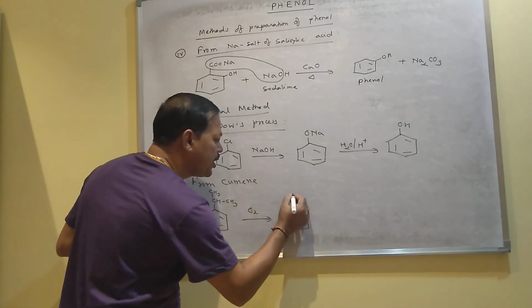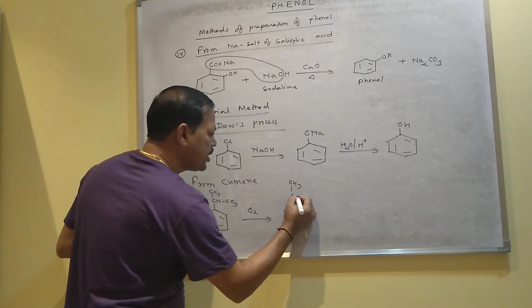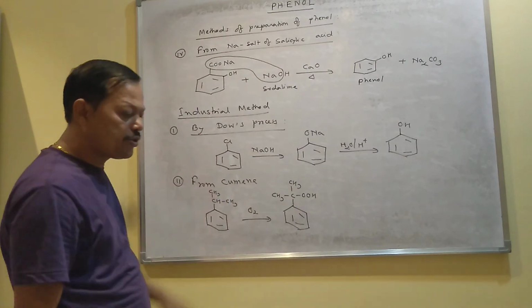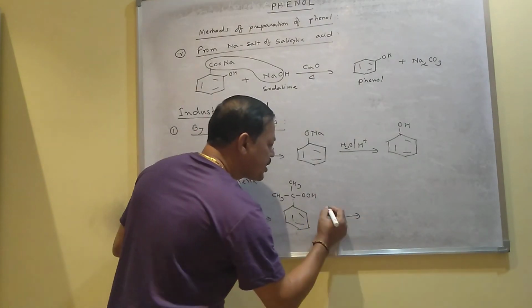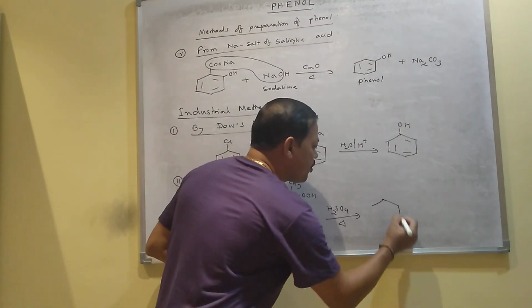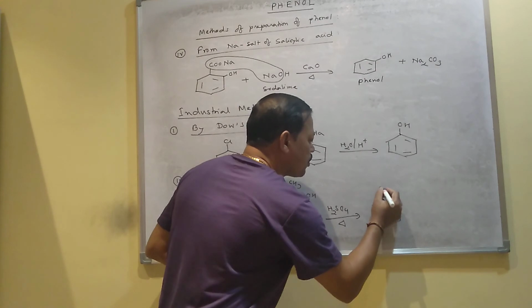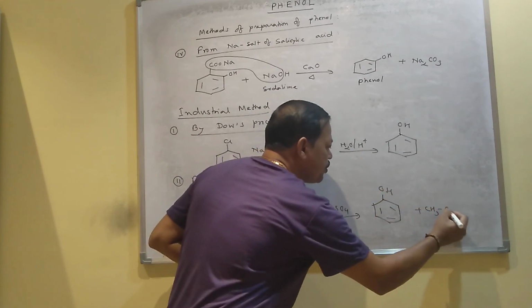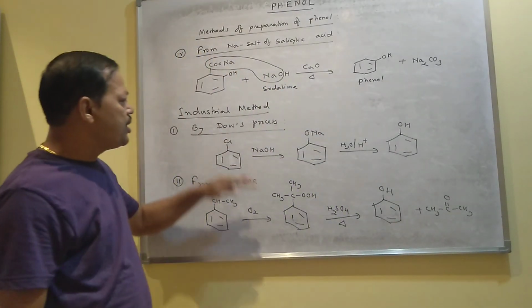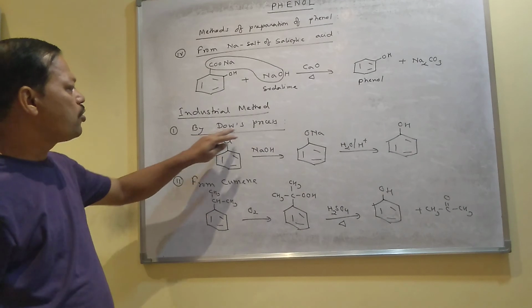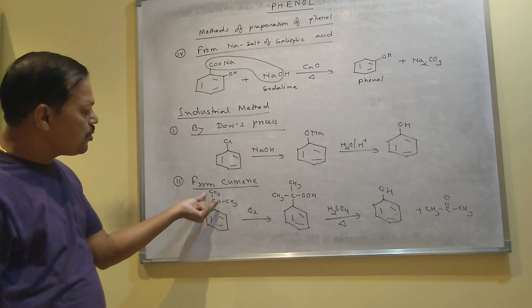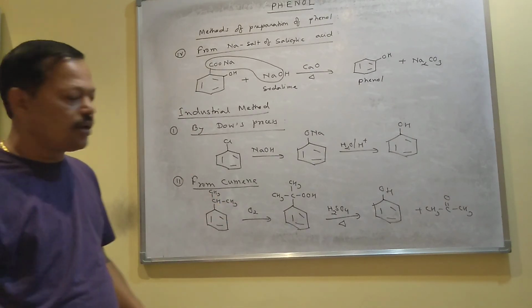You will get one intermediate, 2 CH3 groups present and one OOH. I mean oxygen will be joined. After that, when you apply sulfuric acid with some amount of heat, it will convert to phenol, and one side product you will get is a ketone, acetone. This is another method industrially. So industrially there are two methods to prepare phenol. One is called the Dow process, another is from cumene. Cumene means when the benzene ring contains one isopropyl group. Thank you.